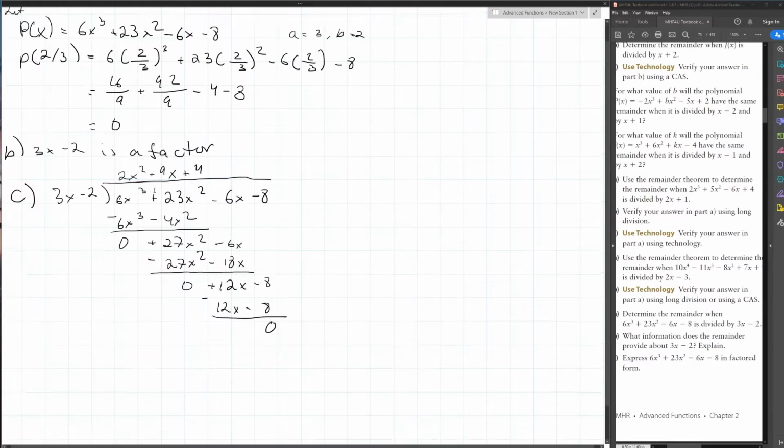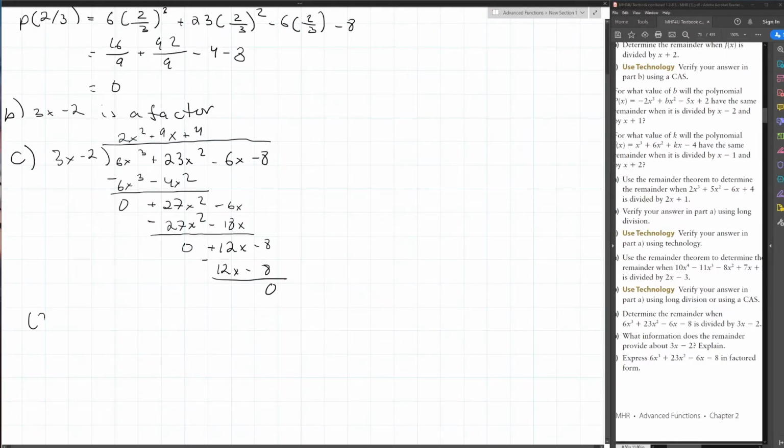So now we have that as our quotient. The factored form would be 3x minus 2 times the quotient, which is 2x squared plus 9x plus 4. Now we just need to factor the quotient. The quotient is rather easy to factor, since we know how to do these sorts of factoring. So we have 2 and 4, so we're multiplying it to 8, and we're adding it to 9. So what we could write is 3x minus 2 times 2x squared plus 8x plus x plus 4.